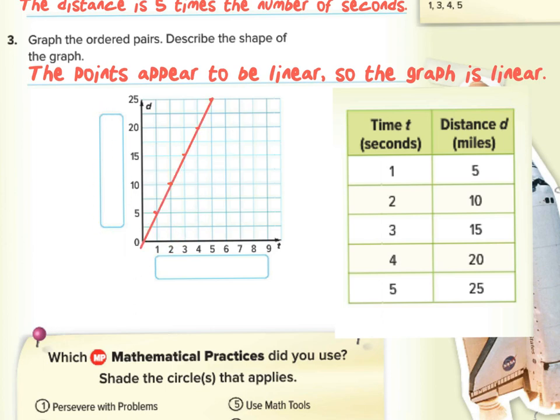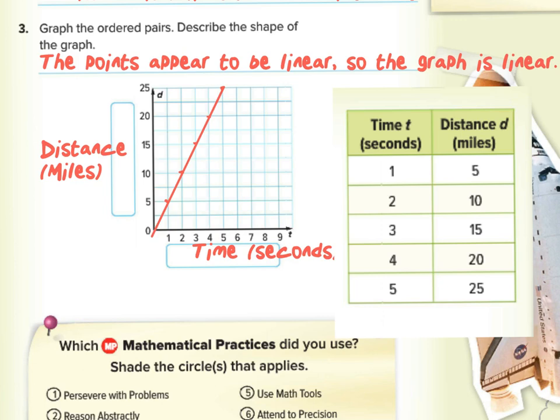Now I forgot to label this. We know that this is my time and this is my distance. It is important to include not only that this is where we're measuring time, but also the units. These are seconds, and over here we have our distance in miles.